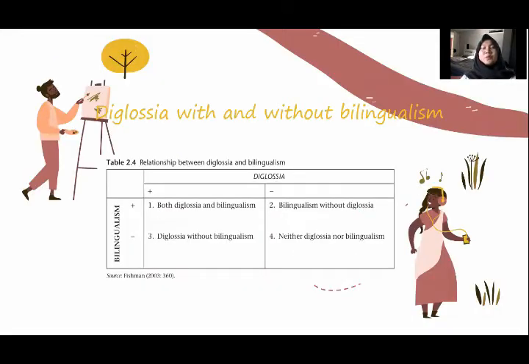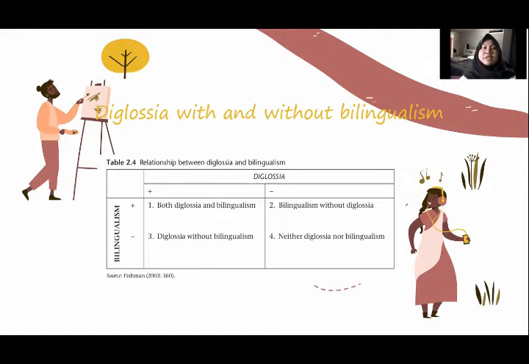Diglossia with and without bilingualism. Diglossia is defined as a characteristic of speech communities, not individuals, because individuals might be bilingual while communities are diglossic. In other words, diglossia is described as social or institutional bilingualism, where two varieties are required to cover all of a community's domains. And this is a sample of the relation between diglossia and bilingualism.